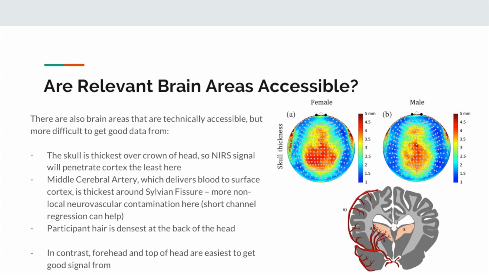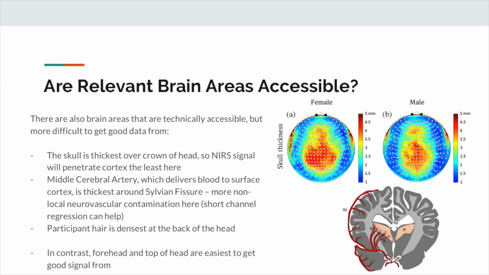Also, there's the middle cerebral artery, which is one of the major arteries for blood flow over the surface of the head, and that is thickest around the sylvian fissure, the area between the temporal, prefrontal, and parietal lobes. So non-local neurovascular contamination is going to happen the most here, which means oxygen flowing through that area to be delivered somewhere else in the brain is going to contaminate your signal being recorded from that area.